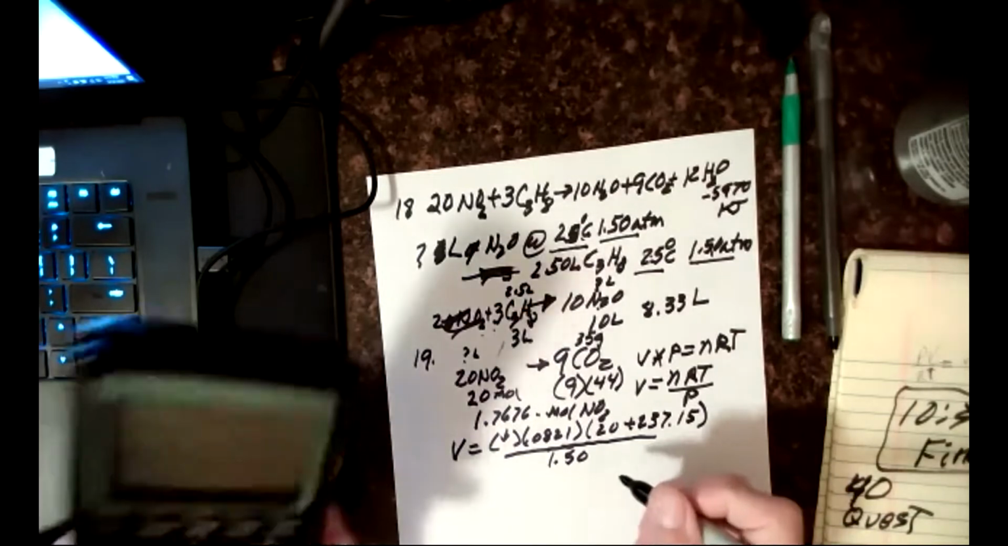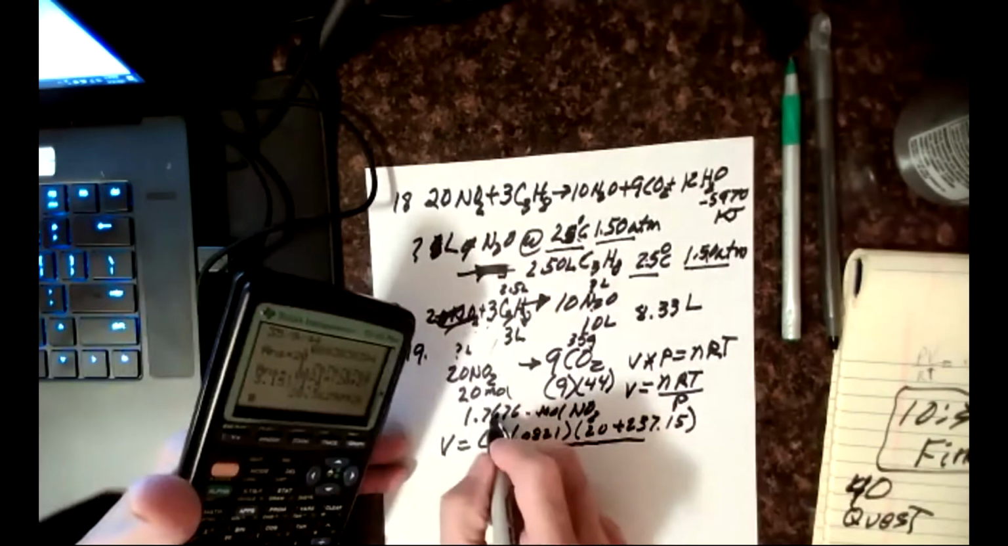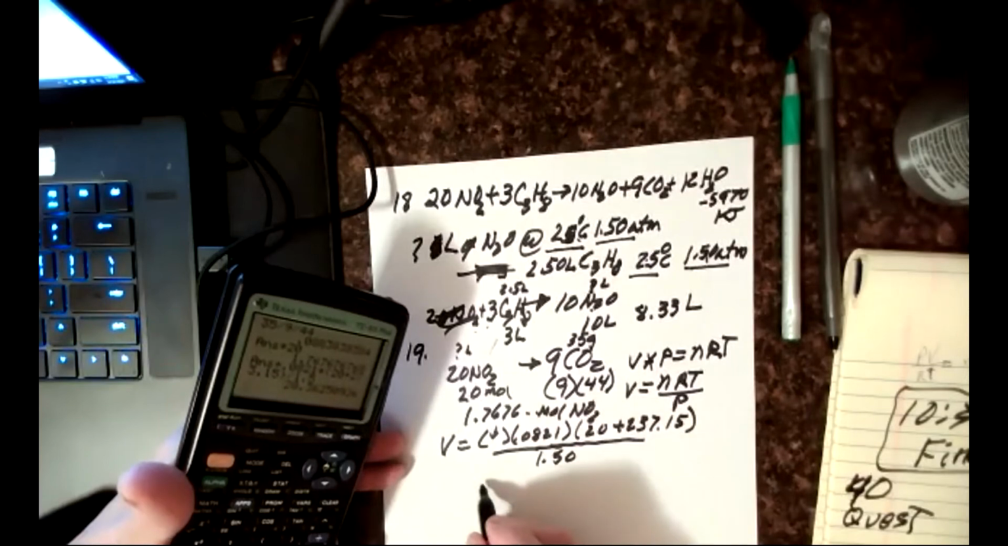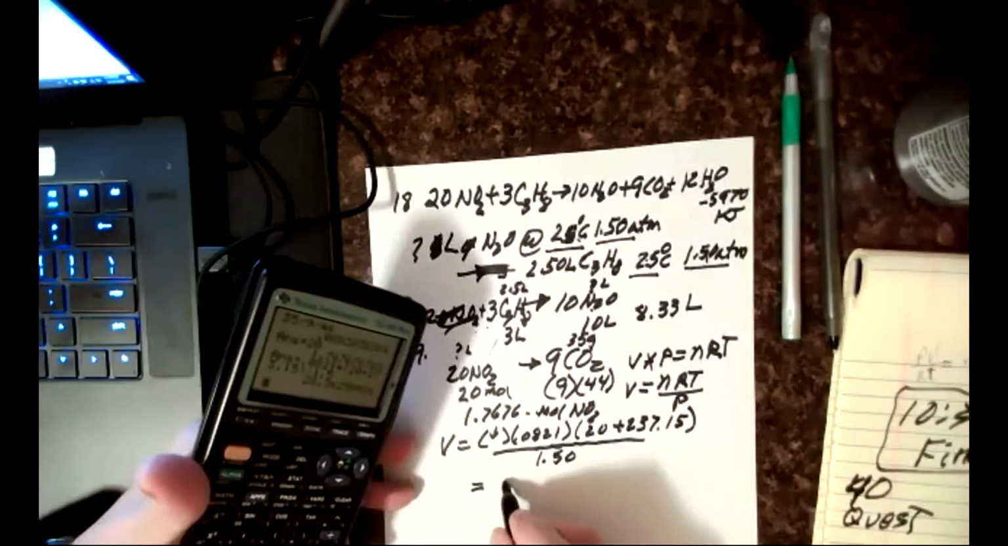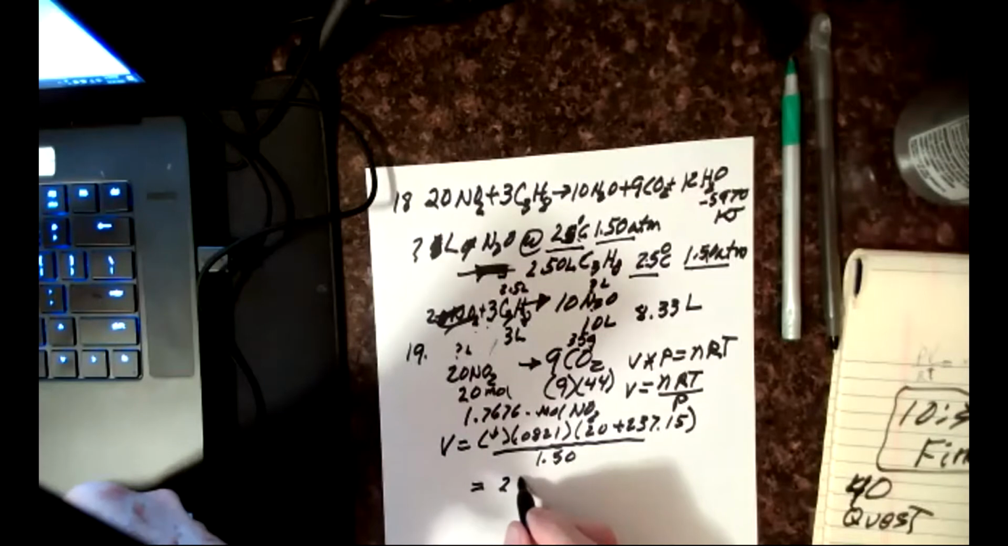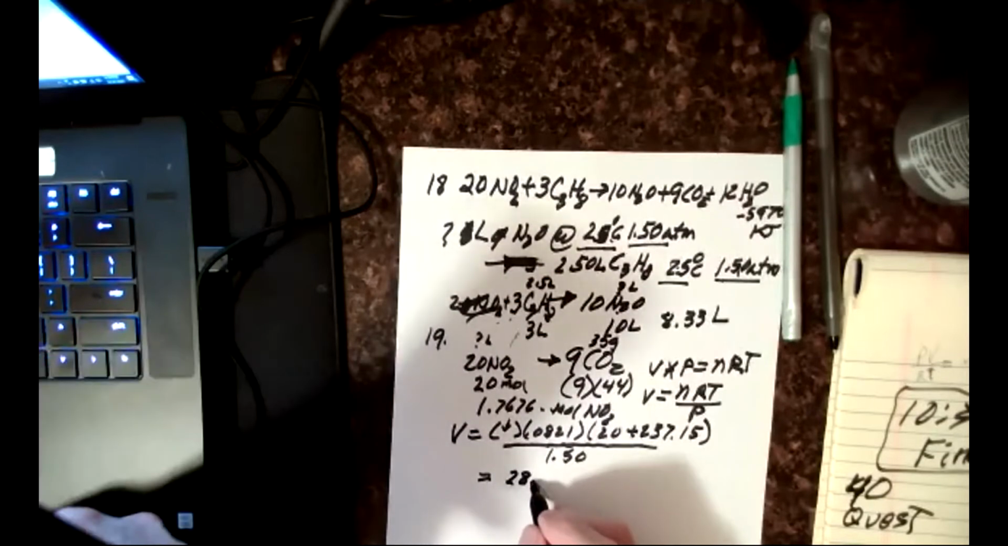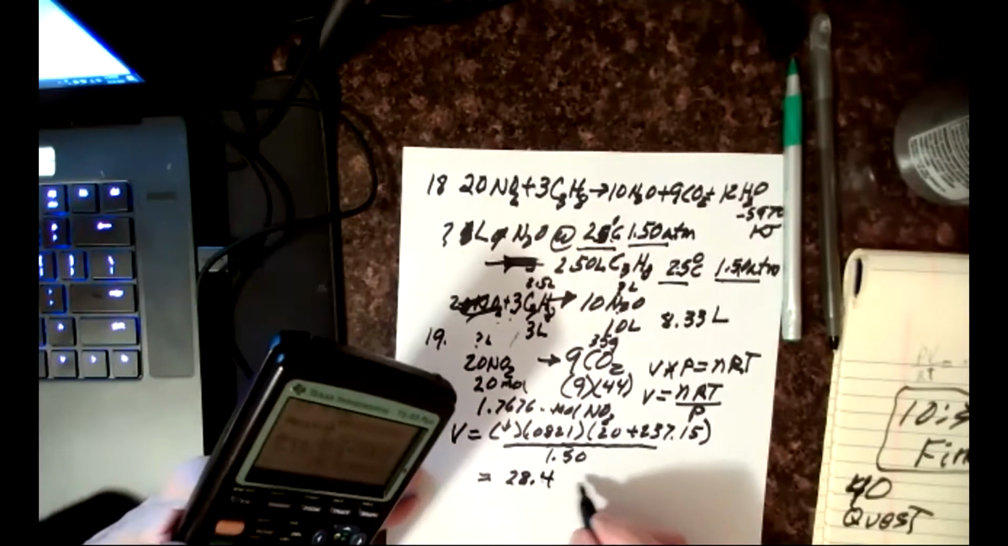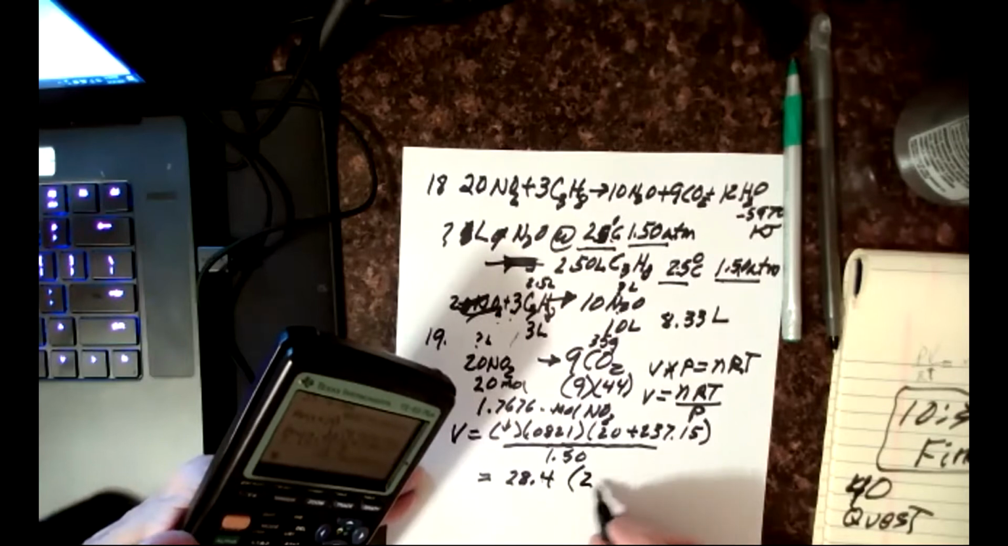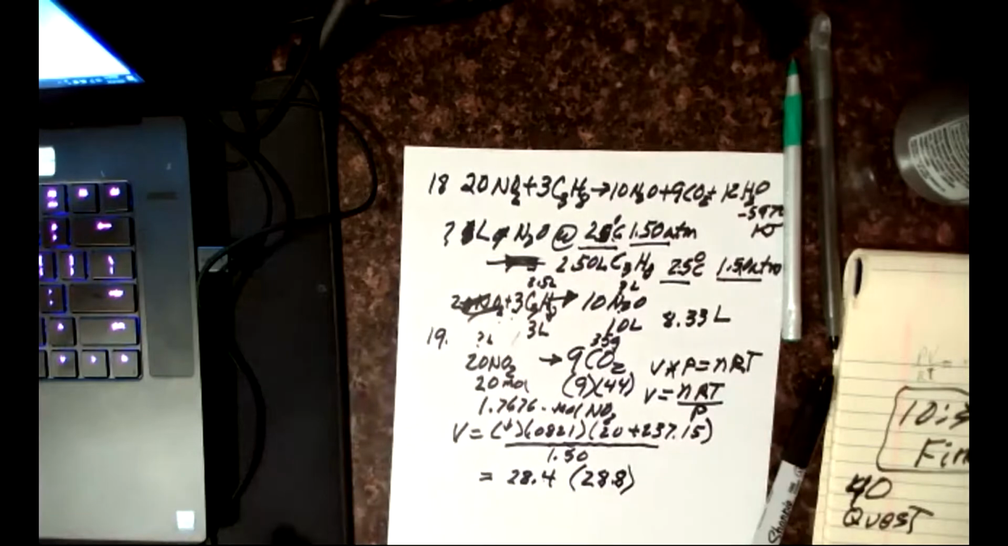Well, I've got a little bit off somewhere, but I think it has to do with rounding off. The answer I'm getting on my screen is 28.4. The answer in the book, it shows 28.8. Let me double check number 19 and see if that is the answer they have. If it is, I'm not worried about it.